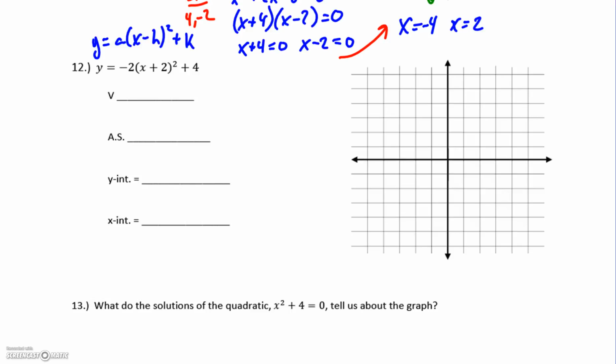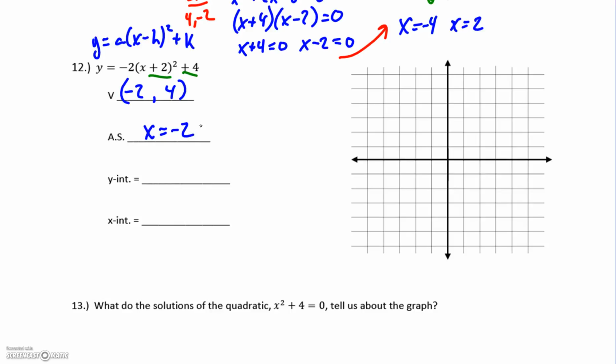As we look at this thing, I take the opposite of this guy, and I take this guy just as it is. So my vertex is going to be -2, 4. And that's the nice thing about vertex form, is the vertex is essentially given. Axis of symmetry is still going to be x equals the x value from the vertex.